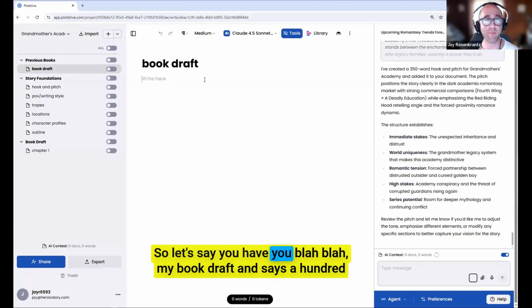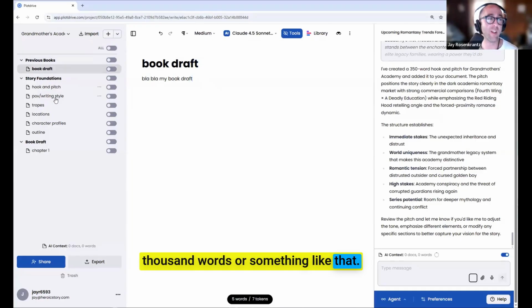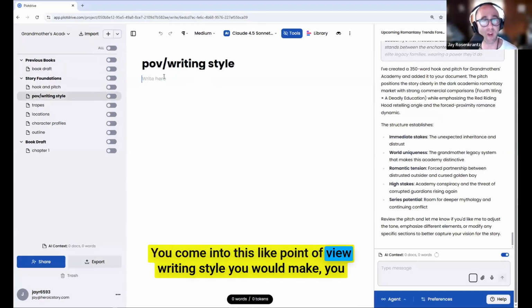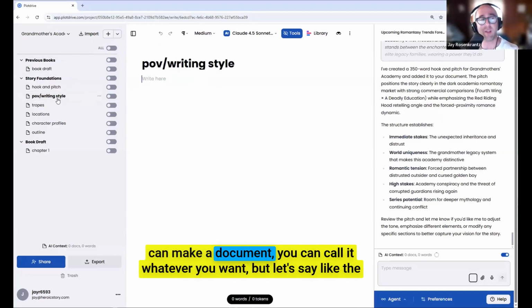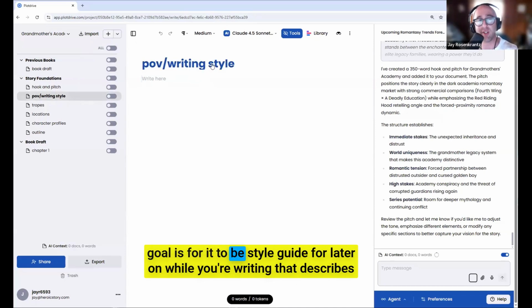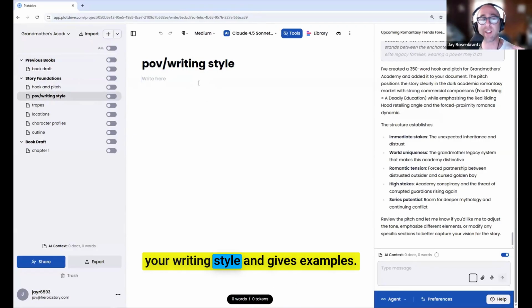So let's say you have your book draft. Let's say it's 100,000 words or something like that. You come into this point of view writing style, you can make a document. You can call it whatever you want, but let's say the goal is for it to be a style guide for later on while you're writing that describes your writing style and gives examples.